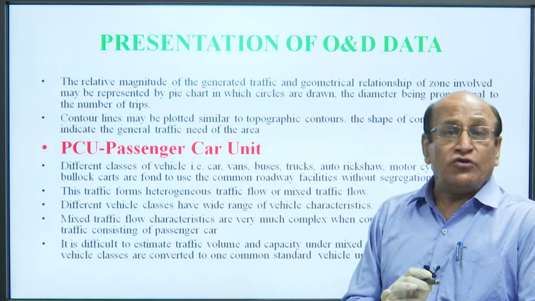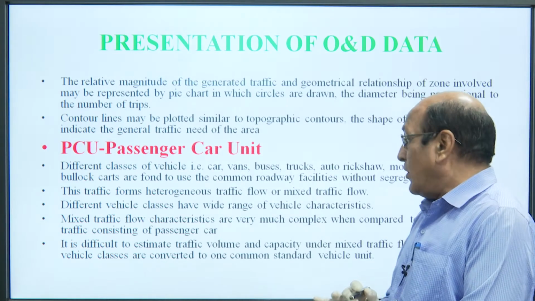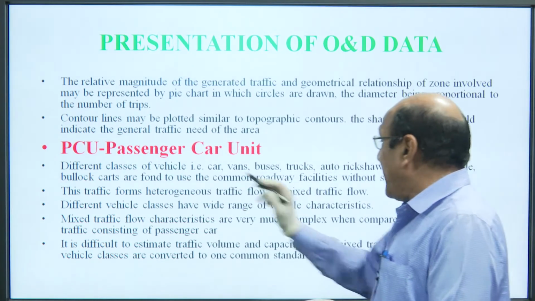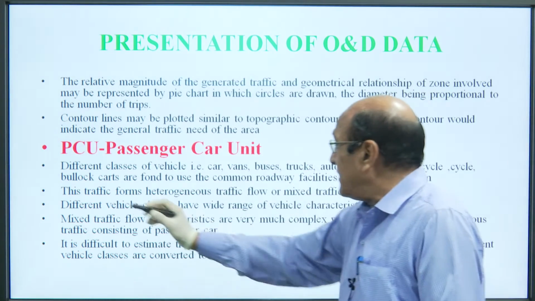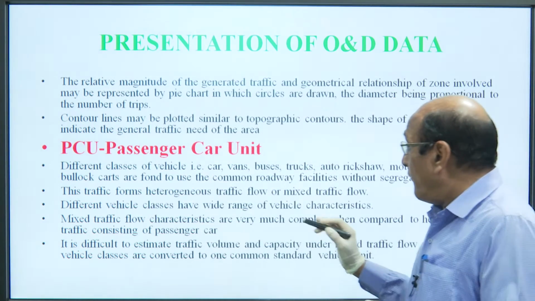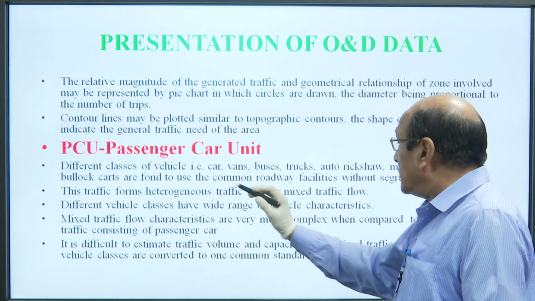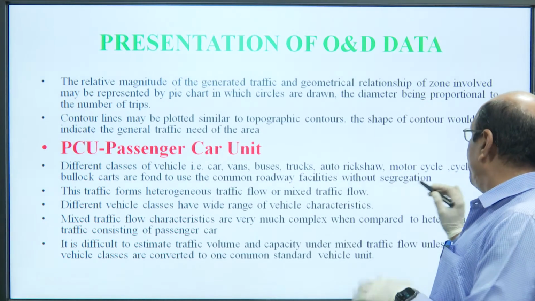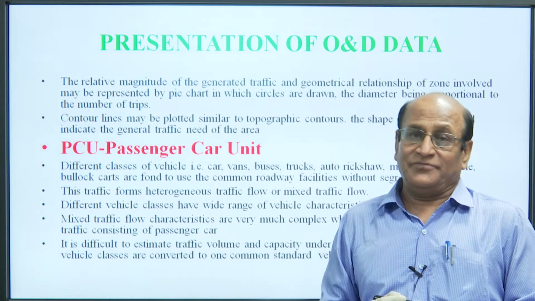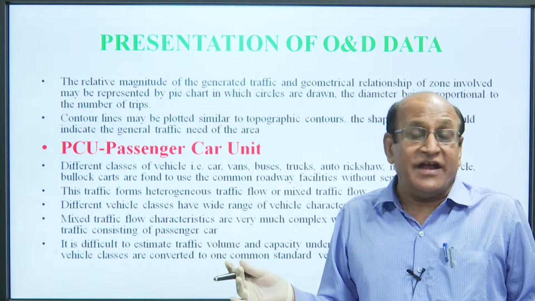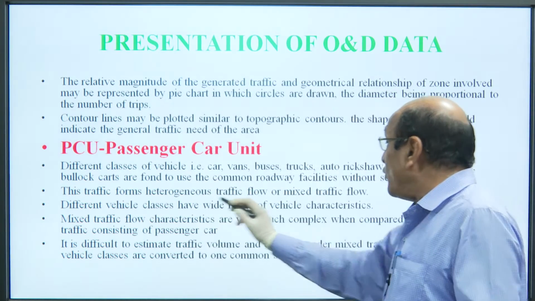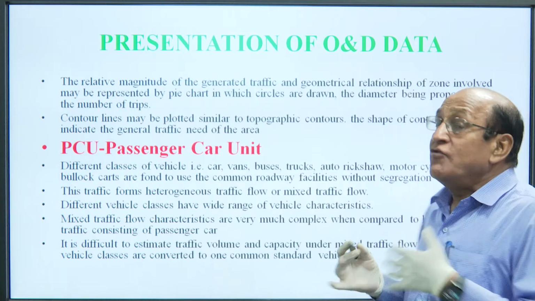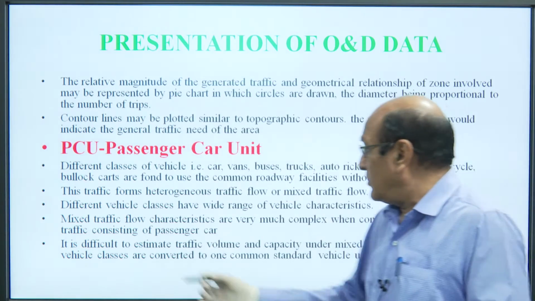The next is PCU, passenger car unit. We have discussed it already. Different classes of vehicles, such as car, van, bus, truck, auto rickshaw, motorbike, cycle, bullock cart, are found to use the common roadway facility without segregation. There is no segregation in India. The traffic forms heterogeneous traffic flow, or you can say mixed traffic flow.